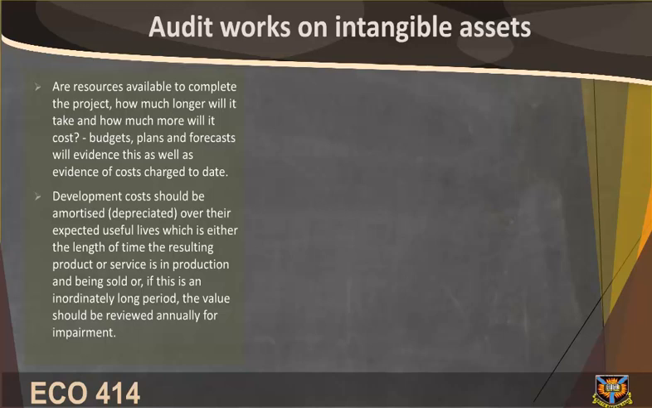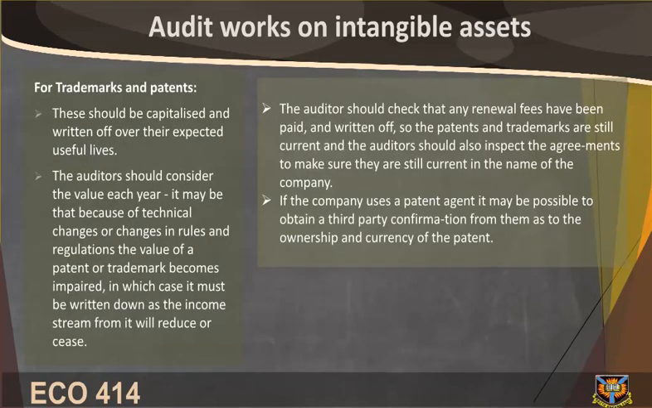Development costs should be amortized, depreciated over their expected useful lives, which is either the length of time the resulting product or service is in production and being sold, or if this is an inordinately long period, the value should be reviewed annually for impairment. For trademarks and patents, these should be capitalized and written off over their expected useful lives. The auditors should consider the value each year.